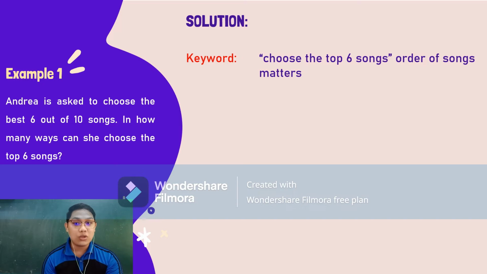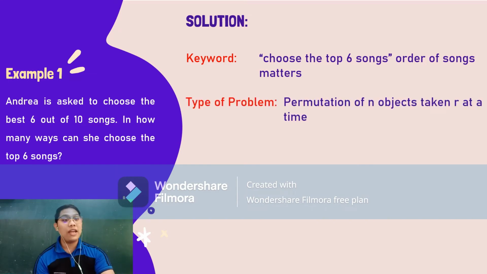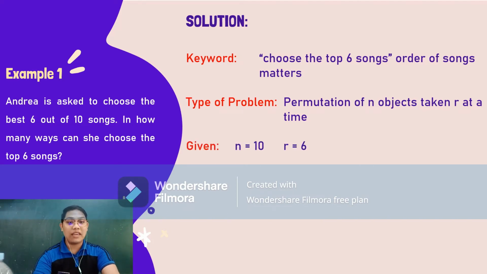Andrea is to choose the best 6 out of 10 songs. So meaning the order of the songs really matters, because there is a top 1, top 2, top 3, up to top 6. So there is order. Thus it is a permutation of n objects taken r at a time. That is the type of problem. Then, looking at the problem, here are the givens. n, meaning the total number of songs, is equal to 10. And r, the number chosen, is equal to 6.